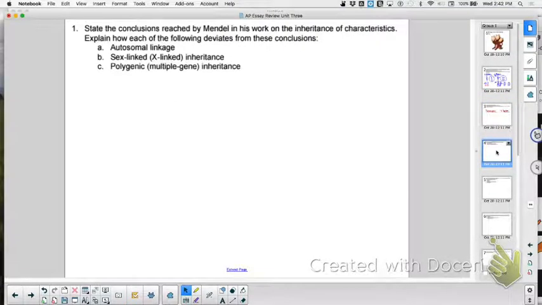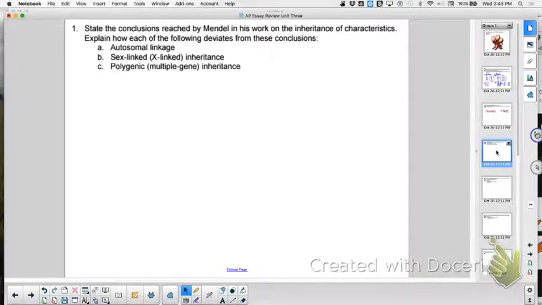Four. State the conclusion reached by Mendel. What are they? Law of dominance, law of segregation, law of independent assortment. Then you would explain each of those, right? Okay, and then explain how each of the following deviates from these conditions. Autosomal linkage deviates from independent assortment. Because independent assortment would say you could have any combination of alleles together, right? Big A with big B, big A with little B, right? But if the genes are linked, then they're traveling together.